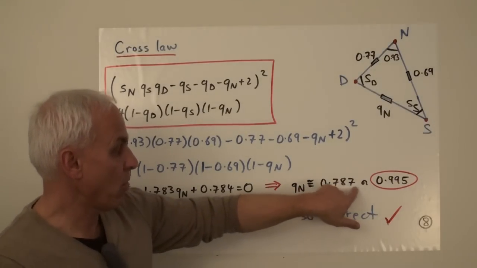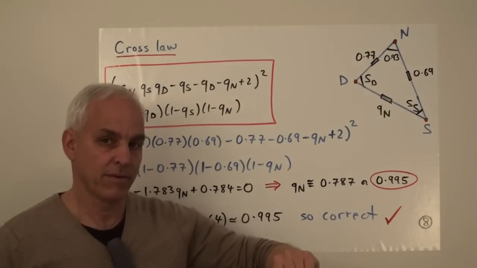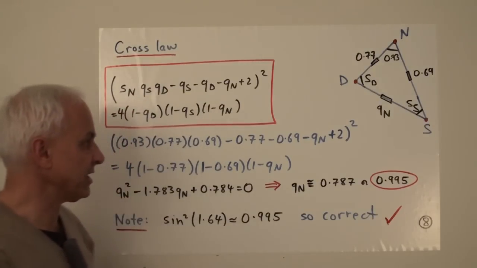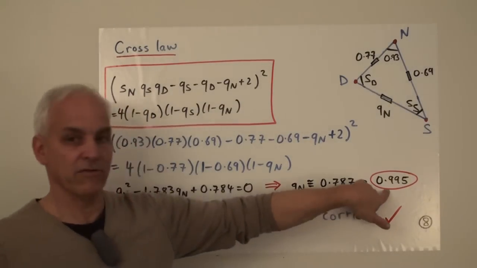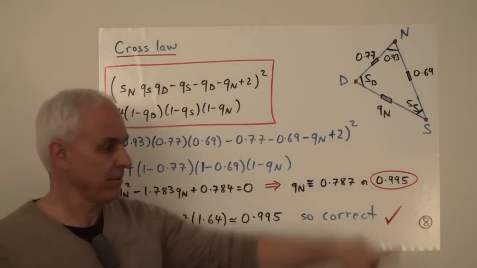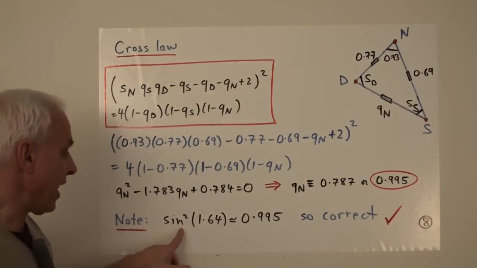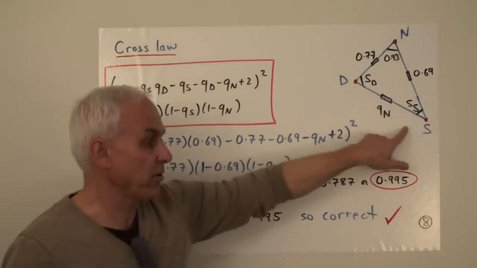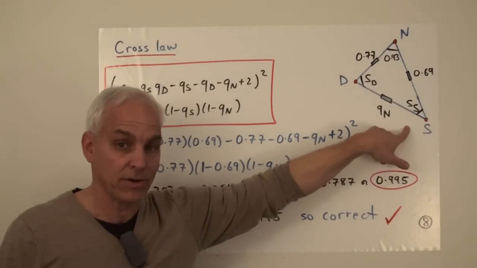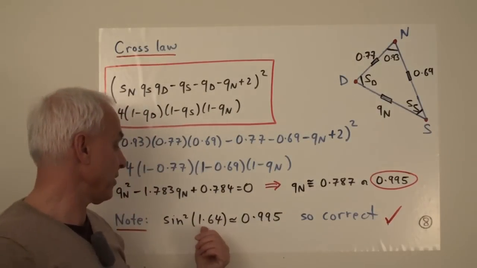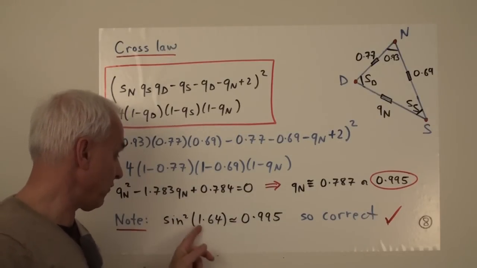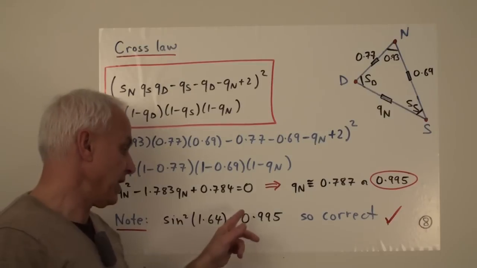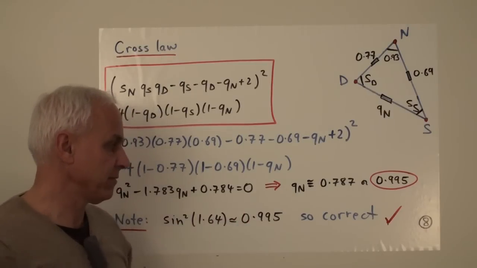0.787 or 0.995. We have to look at these 2 solutions and decide which one is the relevant one. It turns out this one's the relevant one. And we can check that the actual value that we got earlier using the classical derivation, which was a radian measure of 1.64, has the property that if you take the sine squared of 1.64, you do indeed get 0.995.